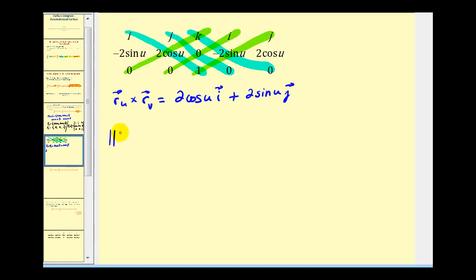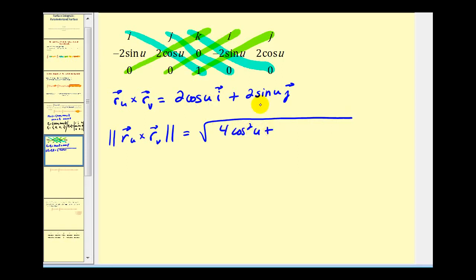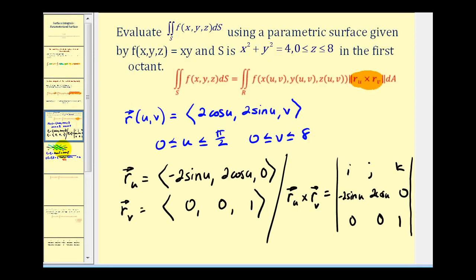So now let's go ahead and determine the magnitude of this cross product. So 4 cosine squared u plus 4 sine squared u. Now if we factor out the 4, we're going to have cosine squared u plus sine squared u. That's equal to 1. Well, the square root of 4 would be equal to 2. So let's go back and take a look at the problem again. All that work gave us this magnitude equal to 2.